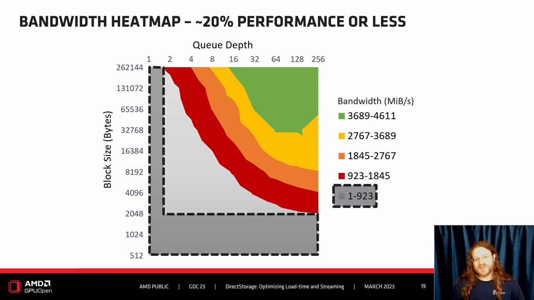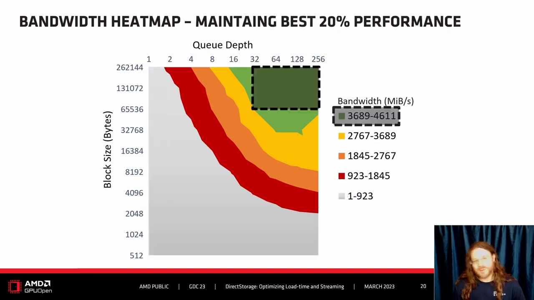So if we want to utilize the device potentially very poorly and only achieve up to 923 megabytes per second, then we would limit ourselves to a queue depth of 1. And that applies to all the block sizes listed here. However, if we want to get into the sweet spot and utilize the device fairly well, then we're going to have a queue depth of approximately 32 and a block size greater than or equal to 64 kilobytes.